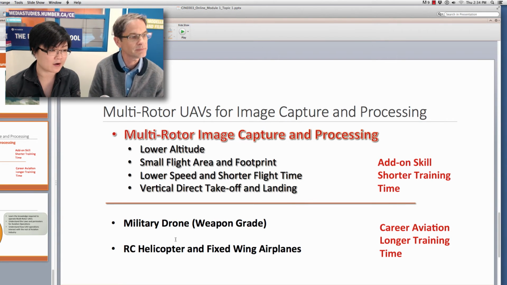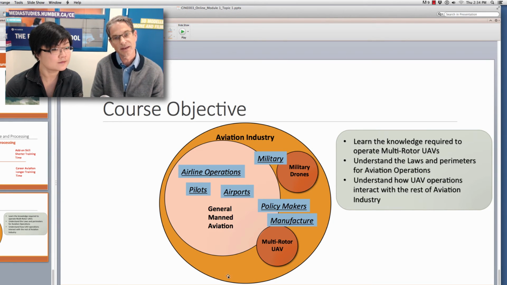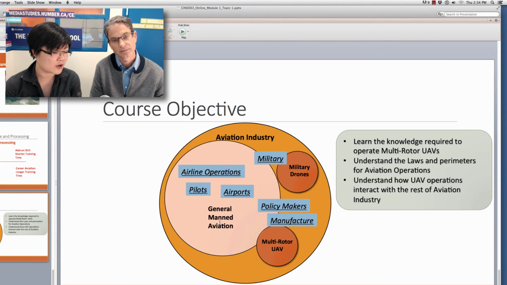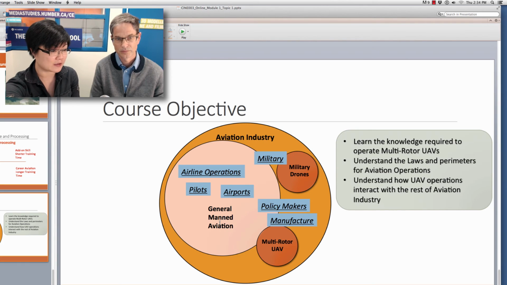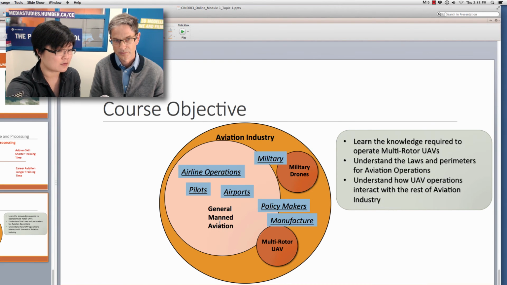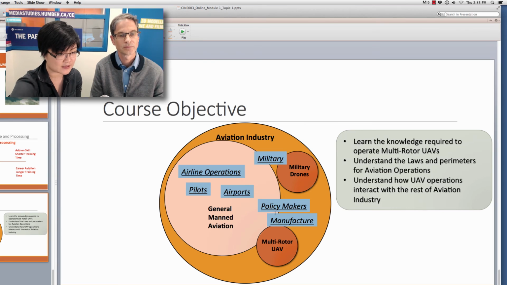Model airplane, fixed-wing airplanes. And then just a quick mention here of our course objectives with this last slide. Just tell us about this a bit. Yeah, so this gives everyone a good idea of where multi-rotor UAV, VTOL, fits in the general aviation industry. Now that we understand the aviation industry is large and it represents actual airlines, it represents military drones, there are even some model airplane, RC applications, and then here is us, multi-rotor UAV, VTOL. Excellent. So that's our introduction of Module 1.